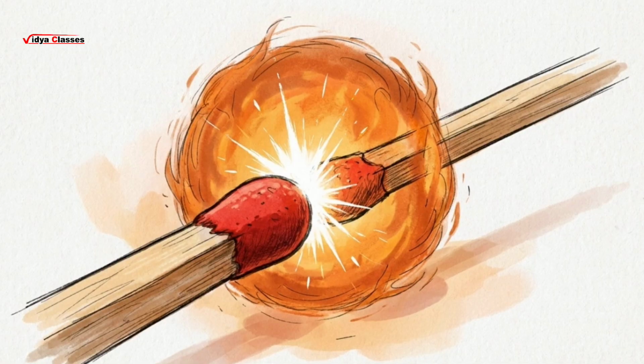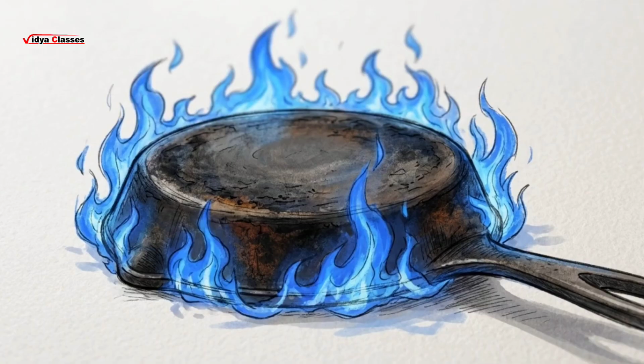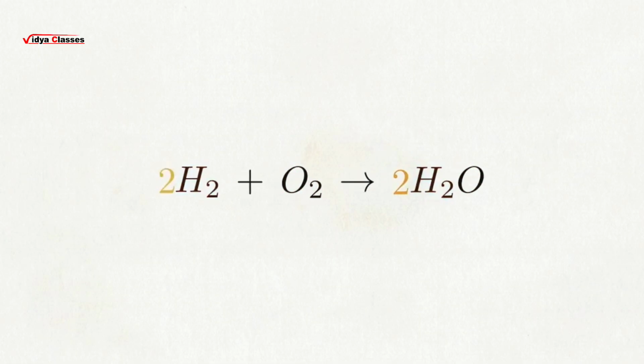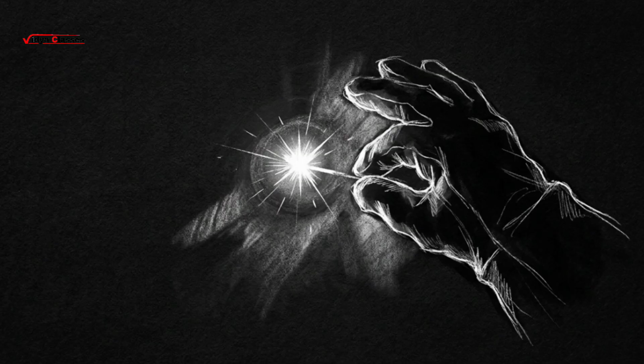When oxidation happens rapidly, it releases energy as combustion, giving us the fire used to cook meals or the thrust that drives vehicle engines. Balancing these equations allows us to calculate exactly how matter will behave before the first spark is even struck.